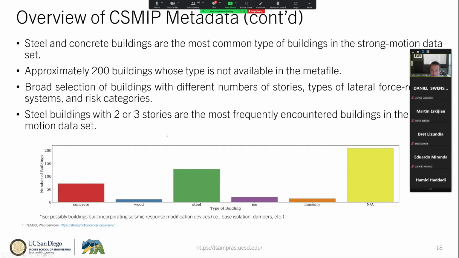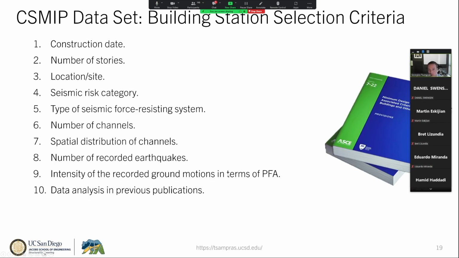And among these buildings, primarily we have reinforced concrete buildings and steel buildings, with approximately 2 to 3 stories in height, and there are obviously also taller buildings, but fewer in number. So considering all these parameters that determine the computations of the diaphragm design forces and also the metadata we have available, we can go and select the building stations that we want to work with.